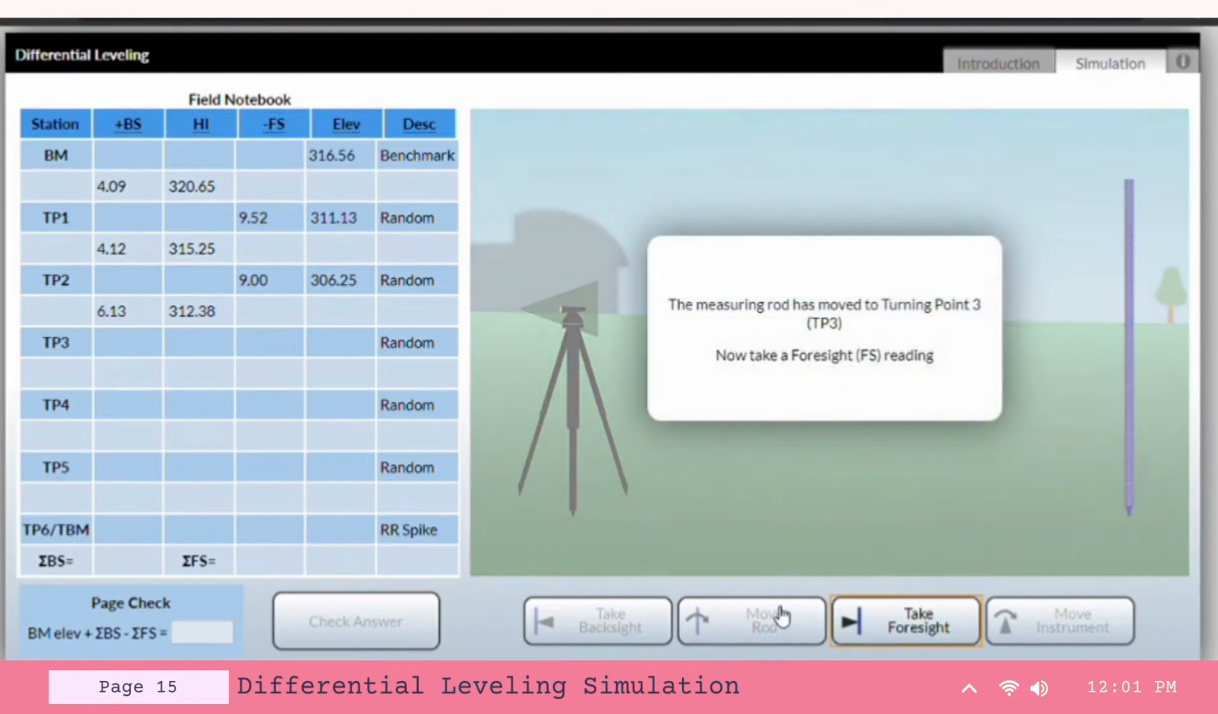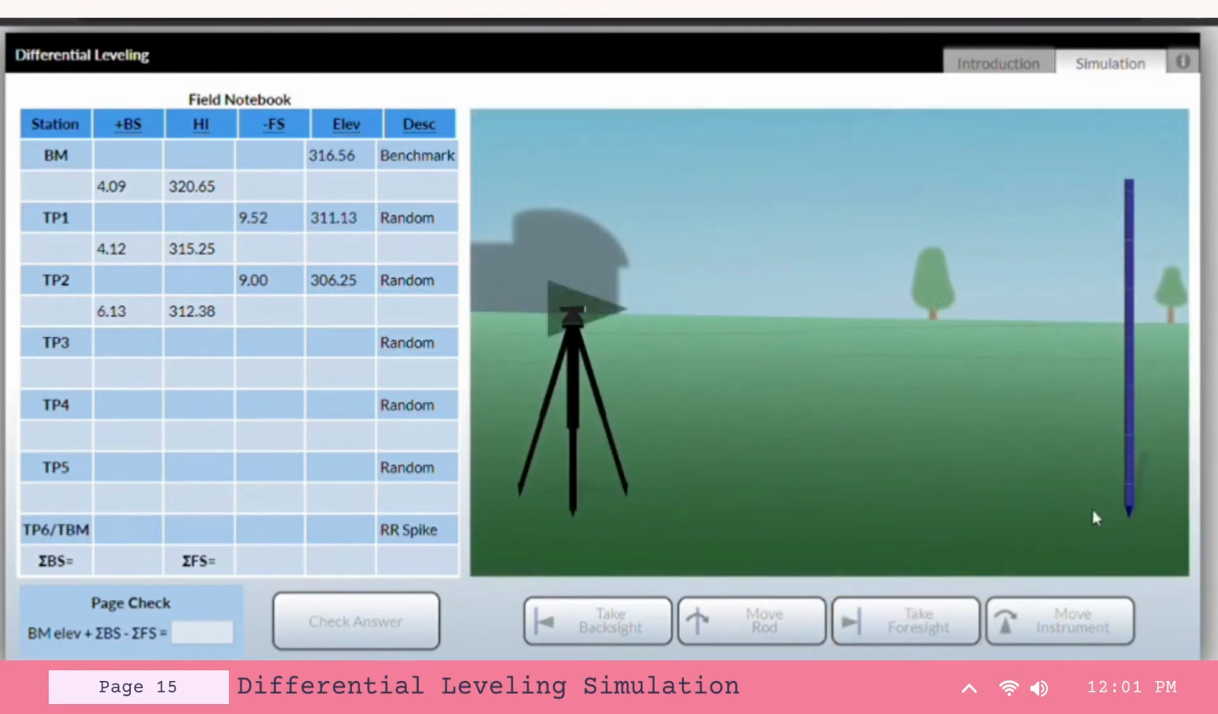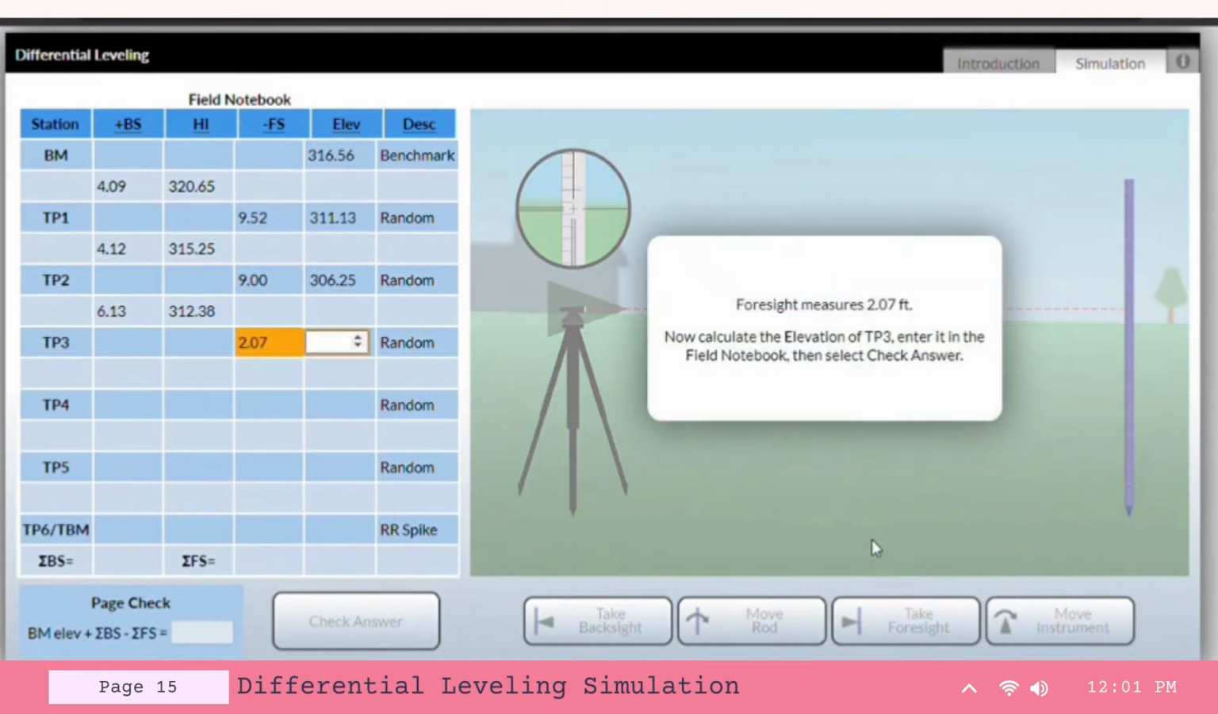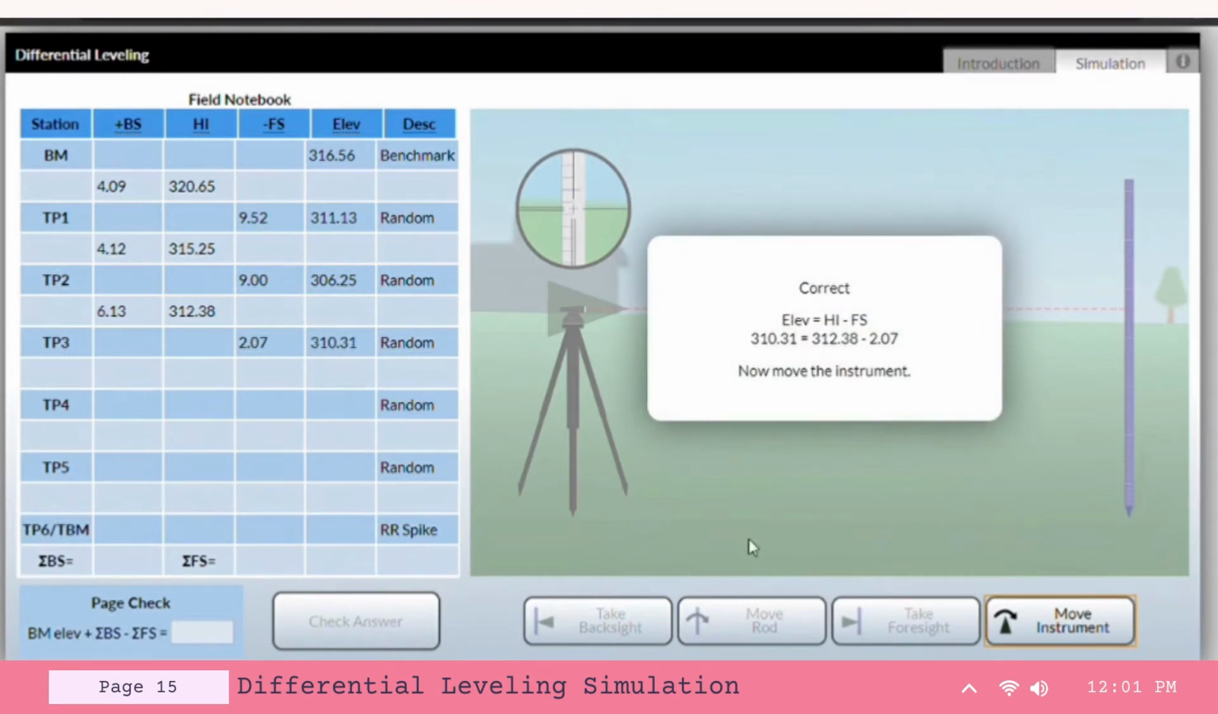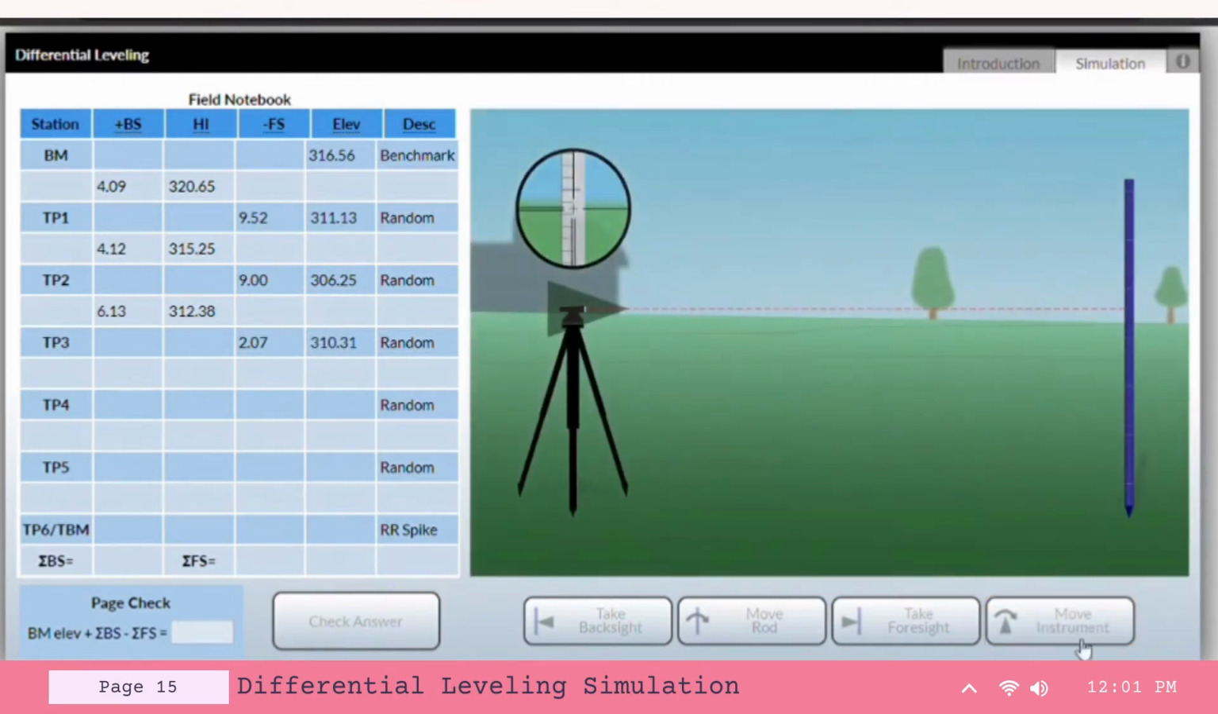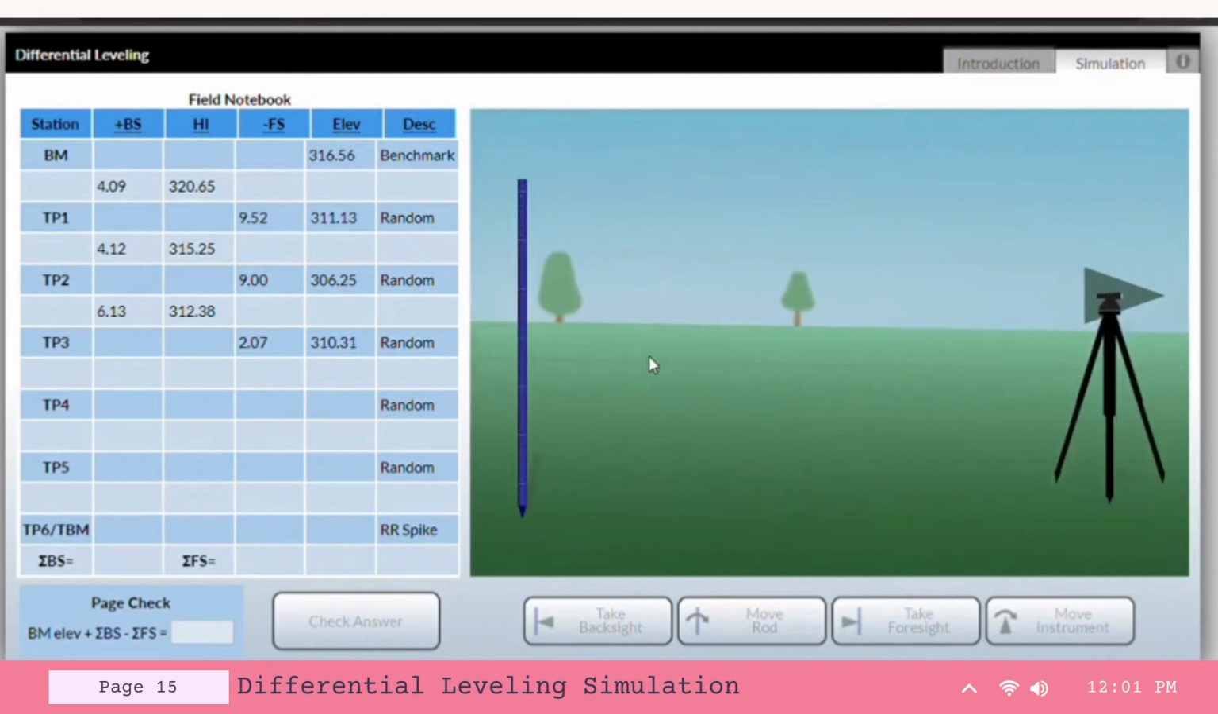The measuring rod has moved to turning point 3. We now take a foresight reading, because there is no known elevation yet. The foresight measures 2.07 feet. We just subtract that from the instrument height, which is 312.38, in order to get the elevation of that point. So 310.31. Let's check if our answer is right. Correct. We now move the instrument. The process just repeats and repeats until you get to your last station.